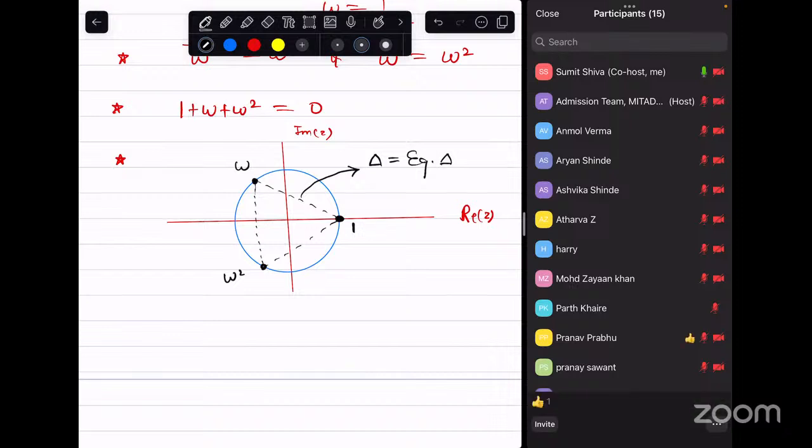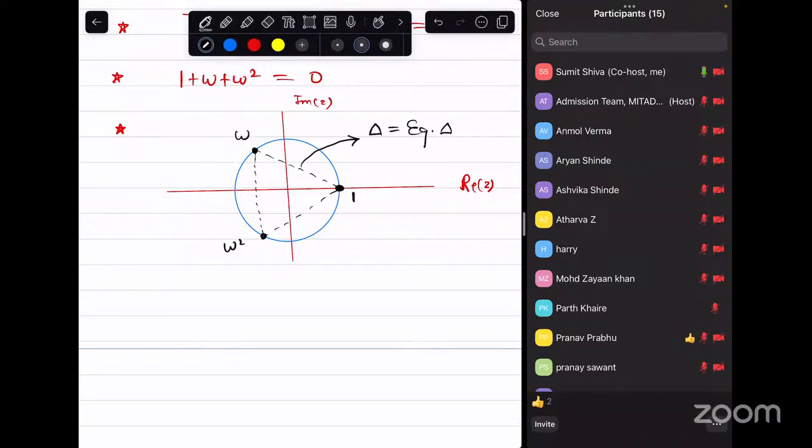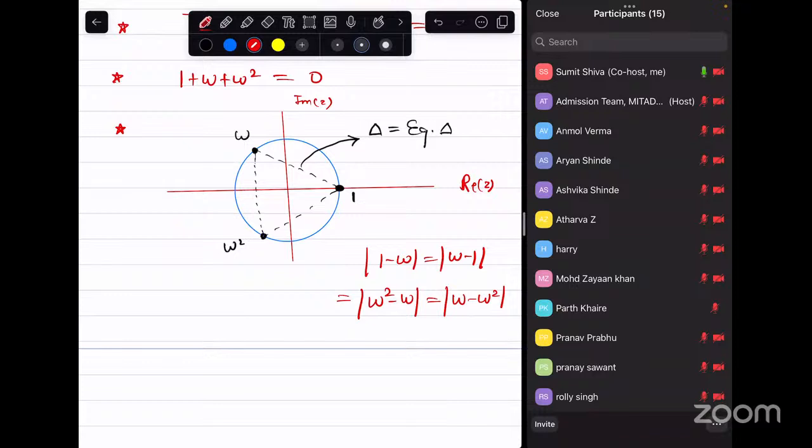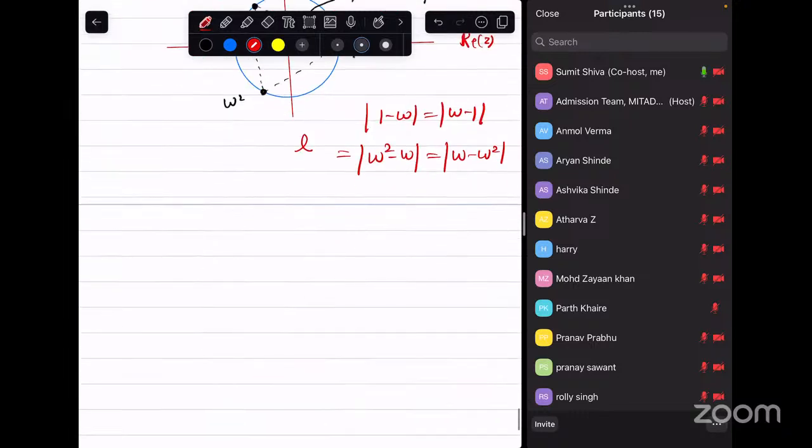Yes or no? This will be an equilateral triangle, which implies that if you take the difference of 1 minus omega or omega minus 1 or omega square minus omega or omega minus omega square, all these lengths will be the same, and this length will be the length of the side of the equilateral triangle. Now I will try to find out what should be the length of this triangle, and then we will find out its perimeter and area, and then the topic will be completed.